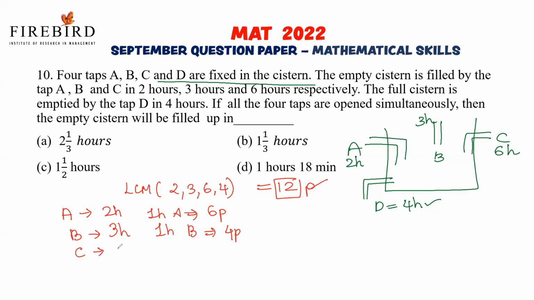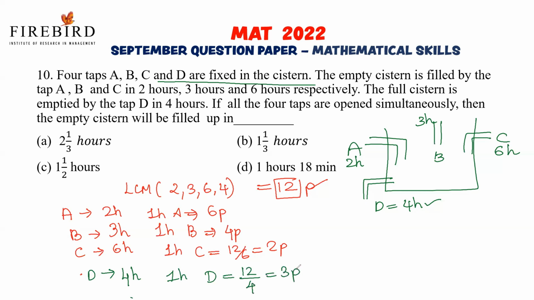And if I take C, it can fill 12 parts of the tank in 6 hours. In 1 hour, C can fill 12 by 6, 2 parts. And if I take D, which is going to empty the tank, D takes 4 hours. In 1 hour, D will do 12 by 4, 3 parts of the tank. D will empty 3 parts.